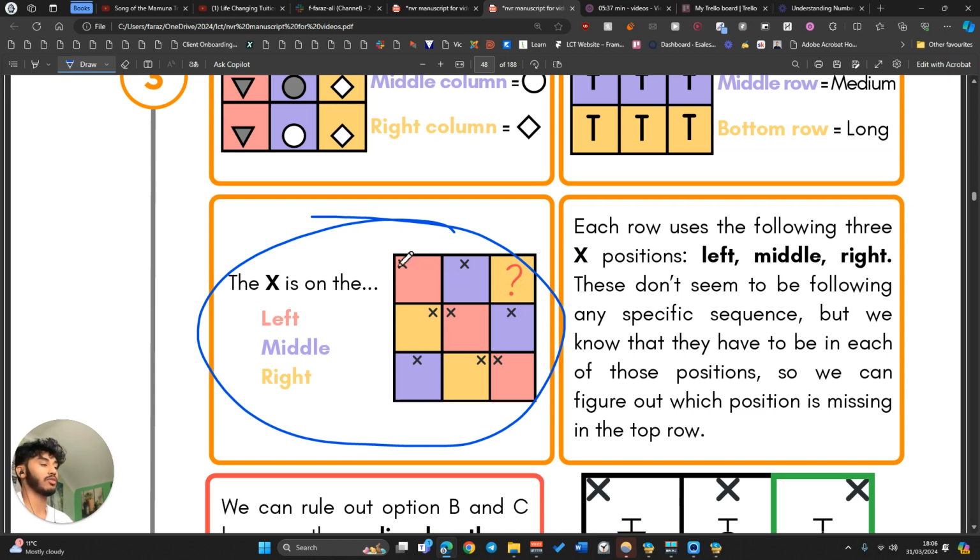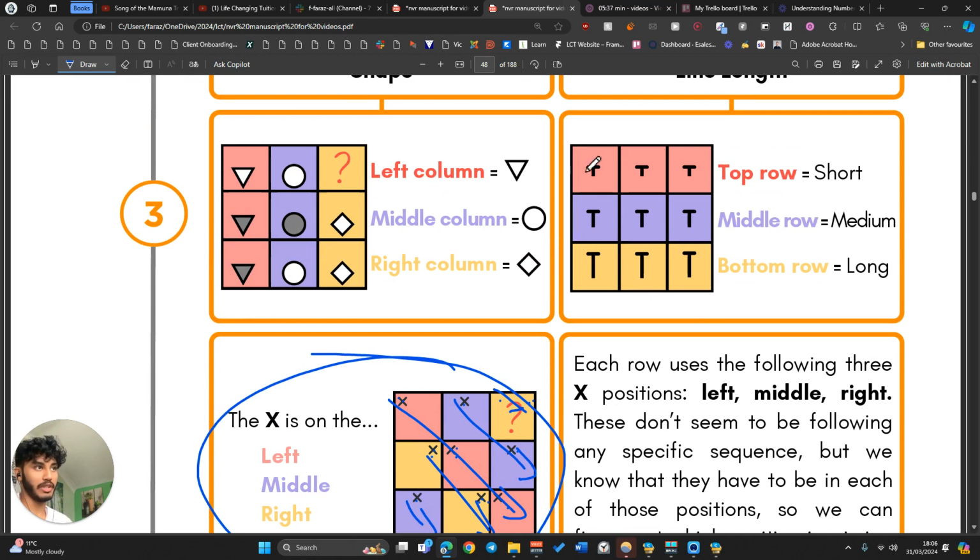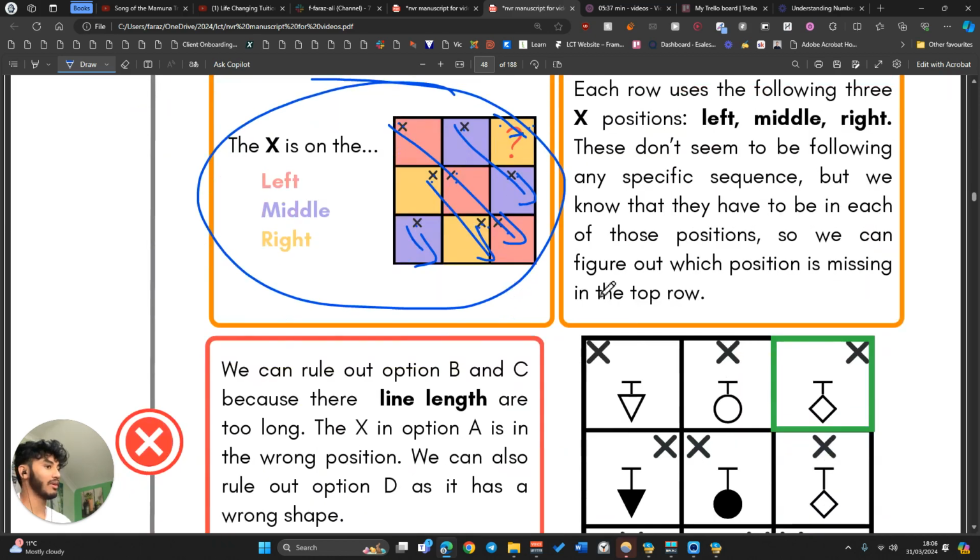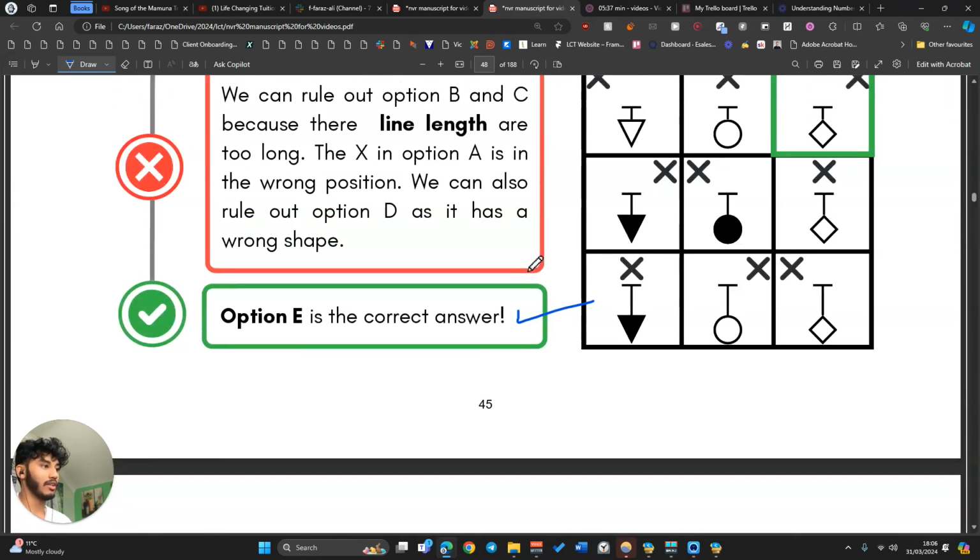It's pretty easy to find what the pattern is when you're just looking at the X's, because you can see it goes left, left, left. Oh, you can see there's a diagonal pattern here as well. It goes left, straight, middle, right, and then right, left, middle, middle, right, left. But you've got this sort of pattern here as well, and I didn't even notice that one actually. Same idea here, top, middle, bottom row, and then same thing here with the shapes. But yeah, hopefully that is useful.